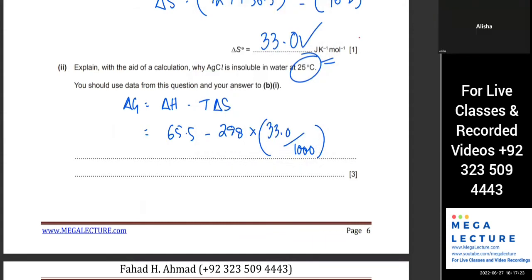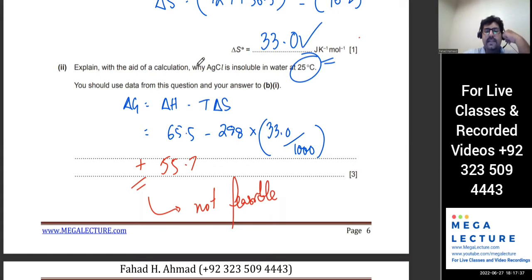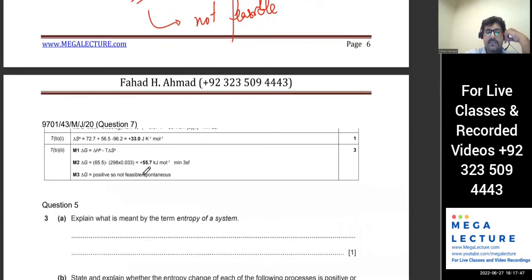55.7. The important thing is you're getting a positive value, so that means it's not feasible, right? The question was why, with the aid of a calculation, it's insoluble. Why is it not dissolving? Because it's not feasible. That's the answer. So delta G is positive, so it's not spontaneous. It's not feasible.